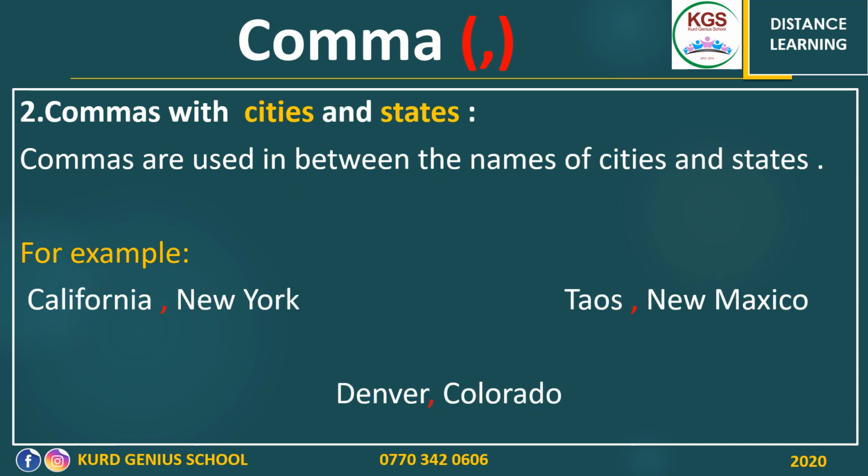Number 2, commas with cities and states. Commas are used in between the names of cities and states. It means that when a name of a city and a name of a state appear together, we put a comma in between the name of the city and the name of the state.